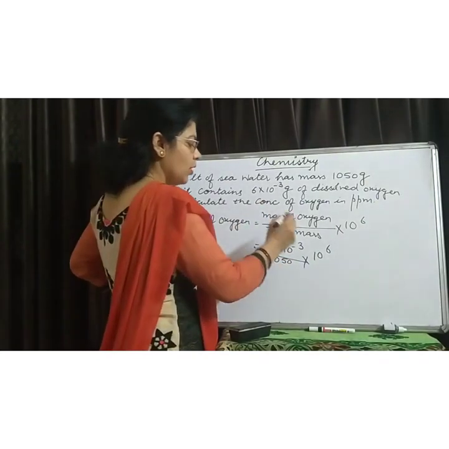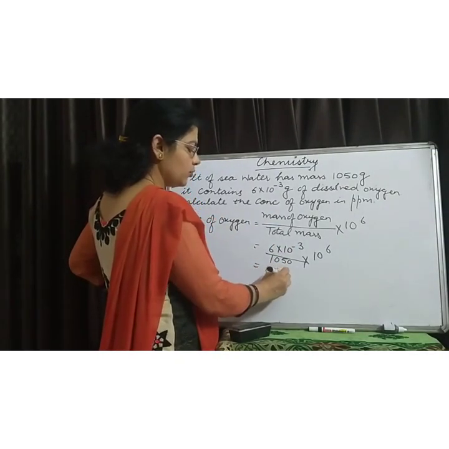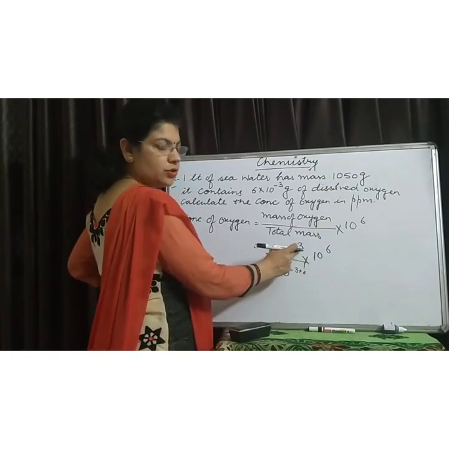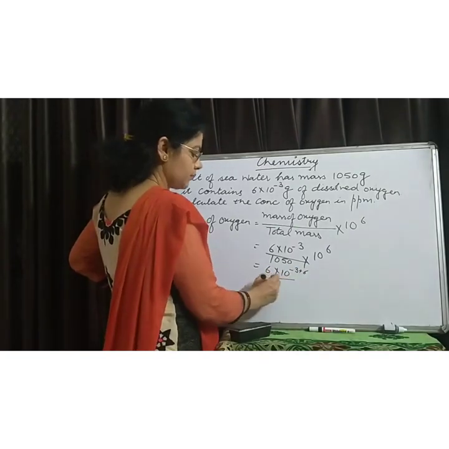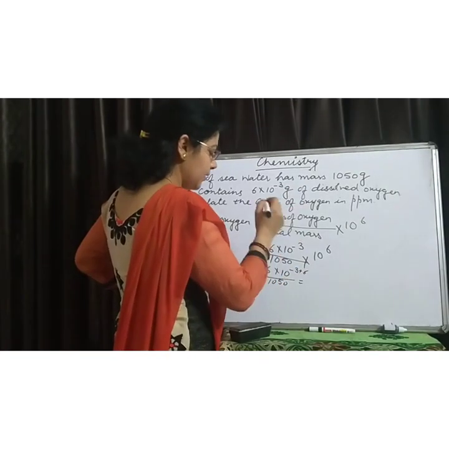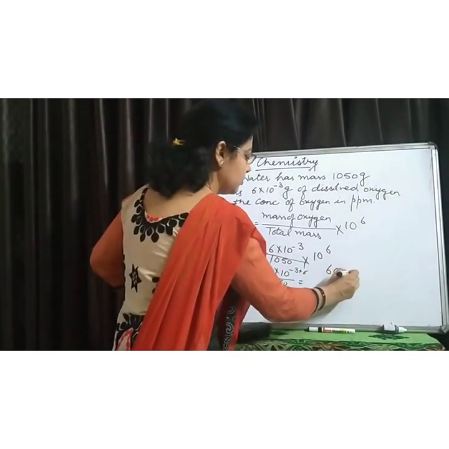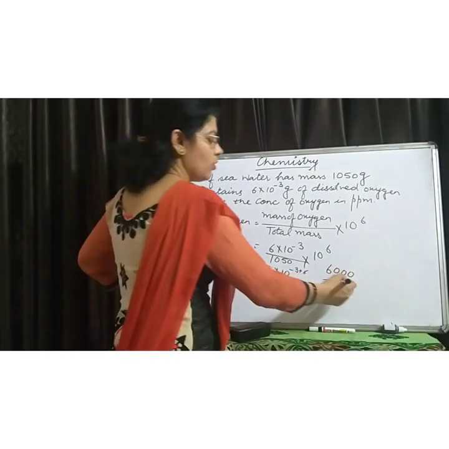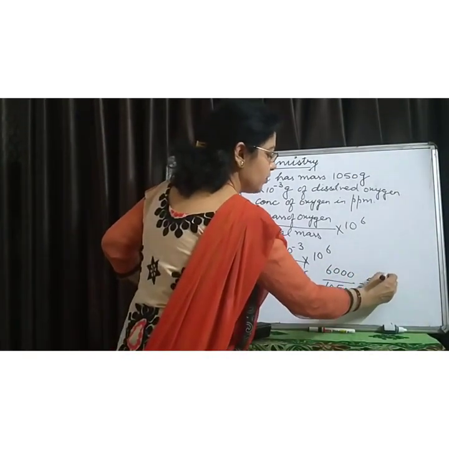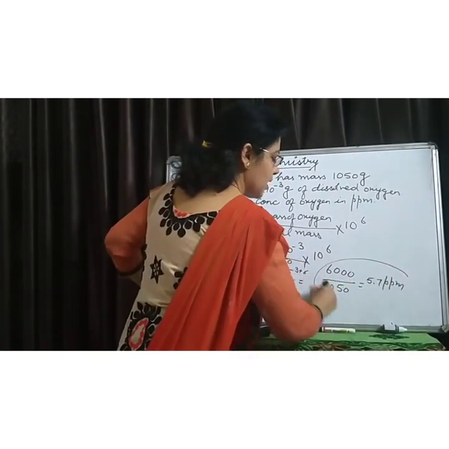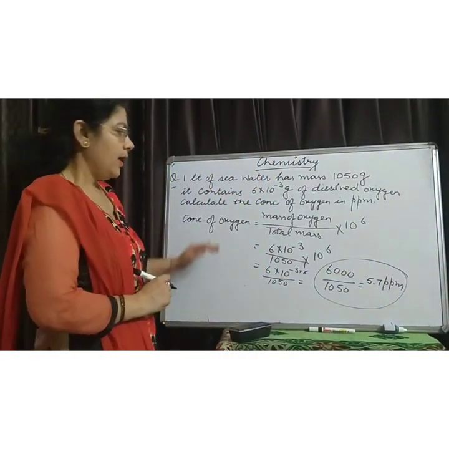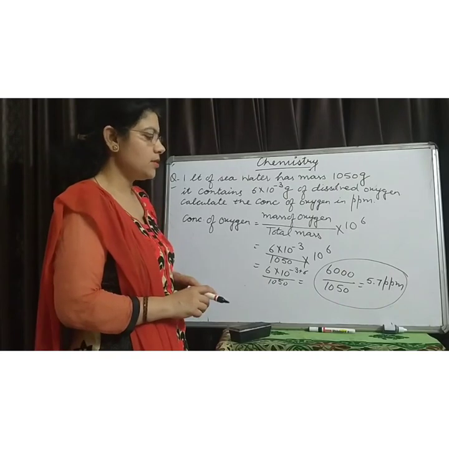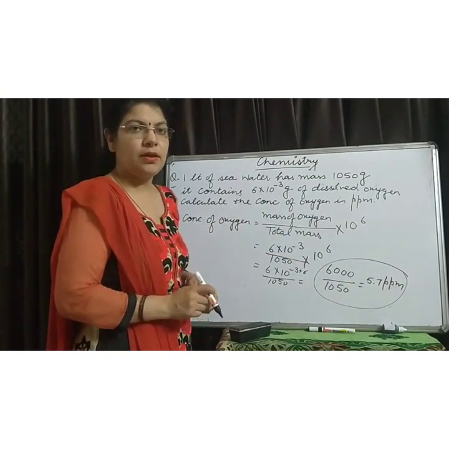When you solve this, you get 6 into 10 raised to power minus 3 plus 6, as base is same, so power should be added, and it comes out to be 6000 upon 1050. When you solve this, you get the answer 5.7 ppm. Hence, the concentration of dissolved oxygen in sea water is 5.7 ppm.